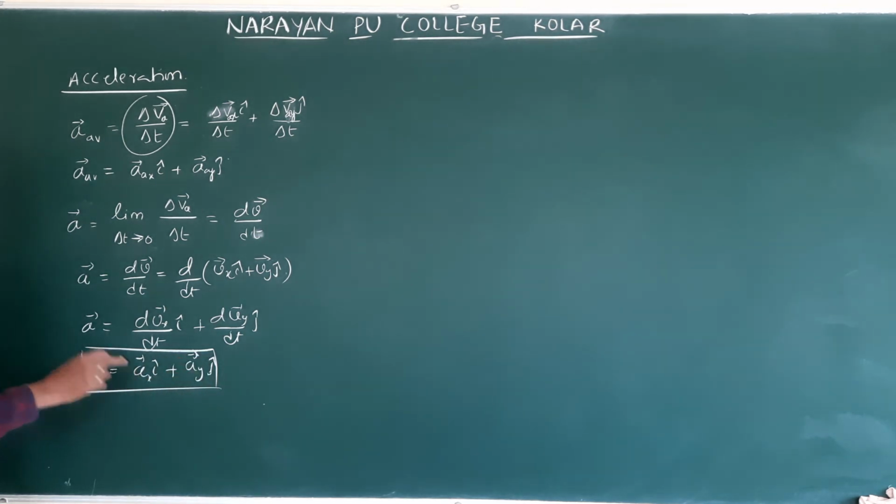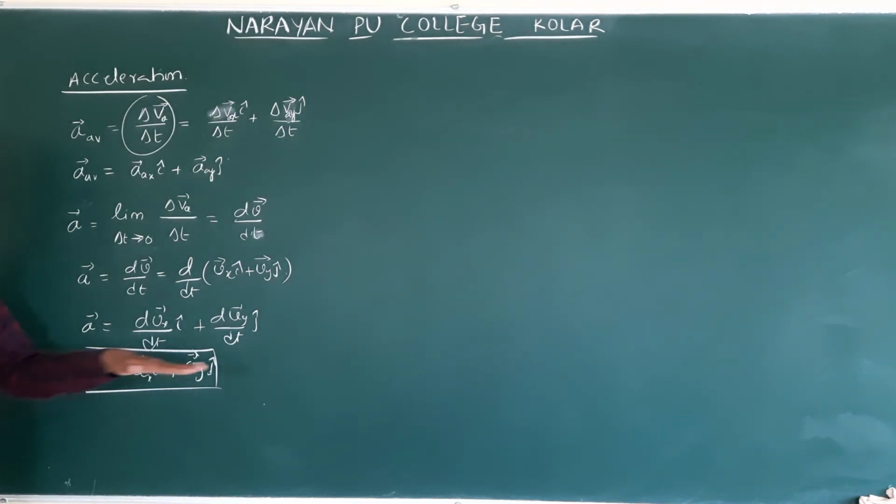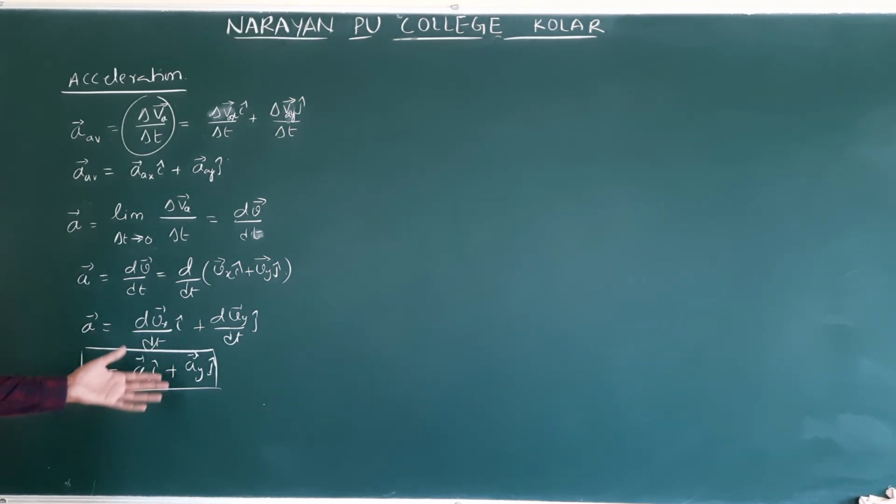Now we have two accelerations, along x direction and along y direction. Understand? Now the direction of instantaneous acceleration. See, in a straight line motion you are seeing acceleration in the direction of velocity or opposite to the velocity, only in one direction. But in two-dimensional motion, acceleration and velocity may or may not lie in the same direction.